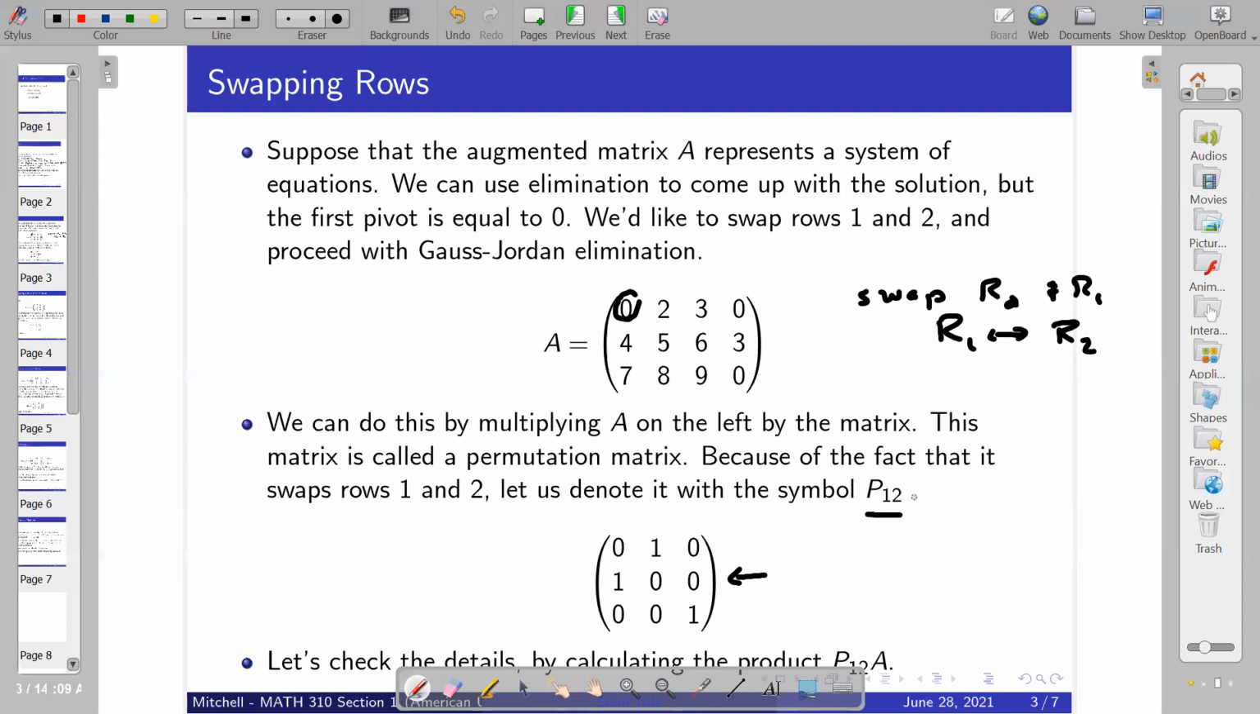So right now, I've talked for a long time. It's probably getting pretty tiring. What I'd like people to do is just to check that this is the case. So you have this matrix right here, P12, you have the matrix A. I'd just like people to verify that P12 times A is A with the rows swapped. So multiply the matrices and see what's going on.